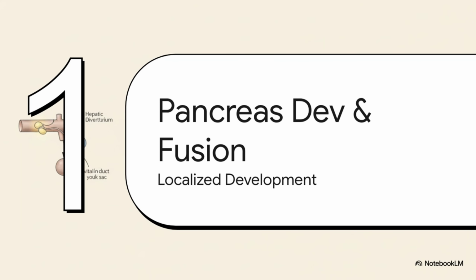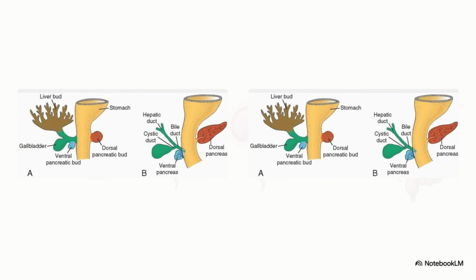Section 1. Pancreas Development and Fusion. Let's get right into the foregut endoderm and check out how these initial buds fuse together. Okay, let's look at the initial outgrowths. You've got the ventral pancreatic bud, which actually shares a ductal connection with the developing biliary system, and the dorsal pancreatic bud. Both of these are direct outgrowths of the foregut endoderm.